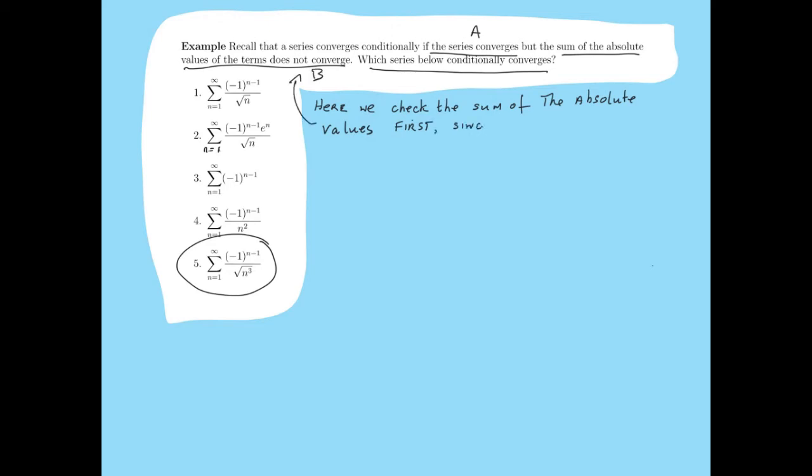The last series on our list is similar to number 4 in that the sum of the absolute values is a p-series with p greater than 1. So we see that it's absolutely convergent, so it makes sense to start by trying to show that B fails. That is, we're going to show that the sum of the absolute values converges.